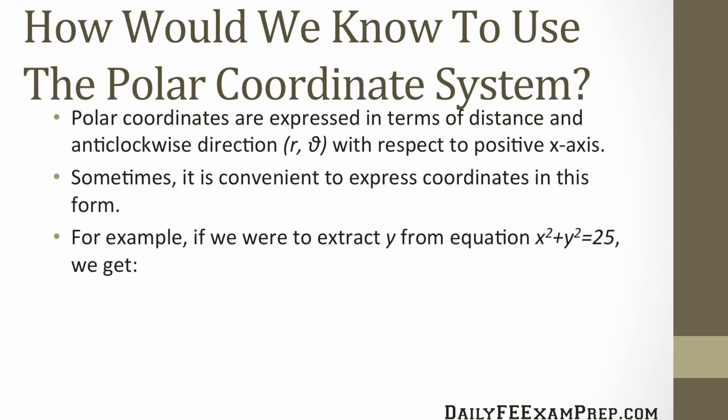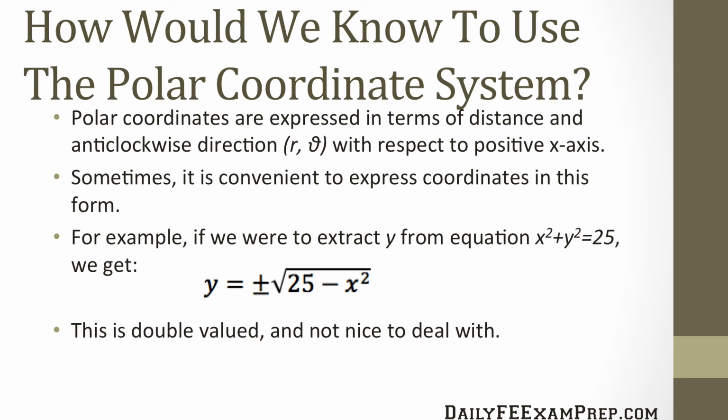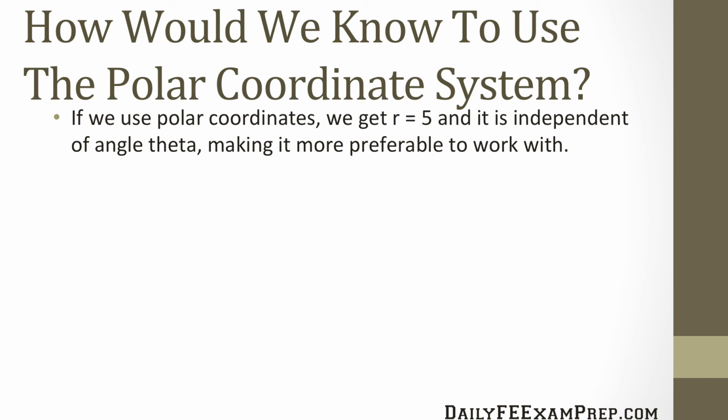For example, if we were to extract y from the equation x squared plus y squared is equal to 25, we get y is equal to plus or minus the square root of 25 minus x squared. Now, this is double valued with the plus and minus and not typically nice to deal with. But if we use polar coordinates, we get r is equal to 5, and it's independent of angle theta, making it more preferable and simple to work with.